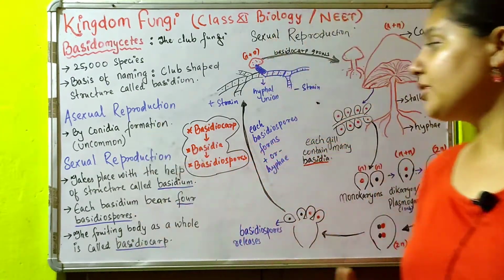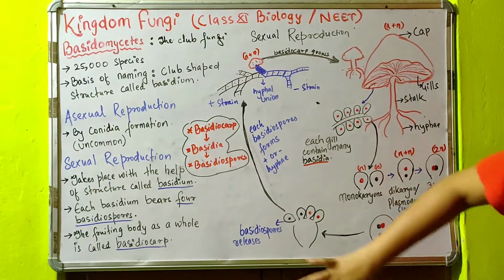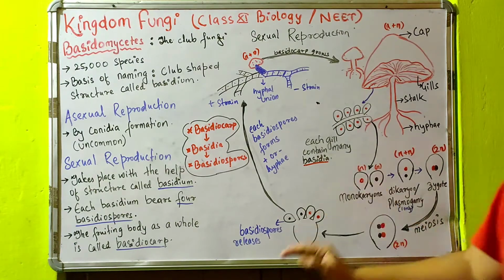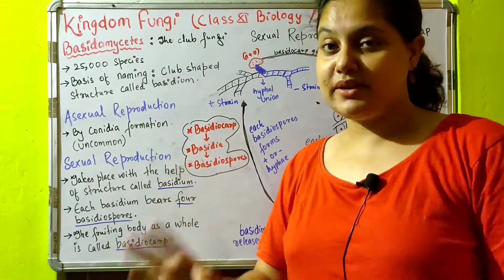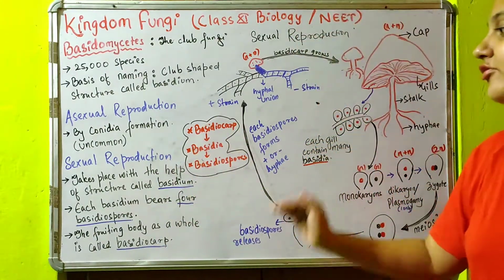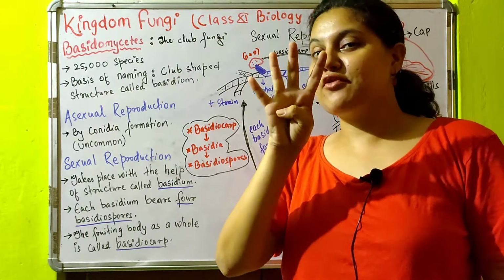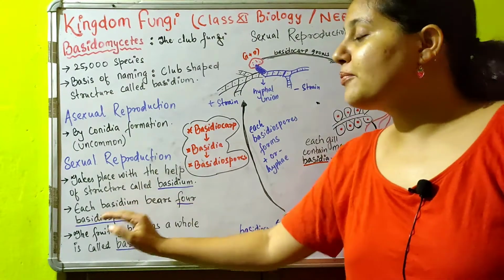Here, coming to the main part, that is sexual reproduction, I'll be explaining you the whole of this thing. Don't you worry. Now you see, sexual reproduction takes place with the help of a structure called basidium, that is a 4 finger-like structure. And then each basidium bears 4 basidiospores.